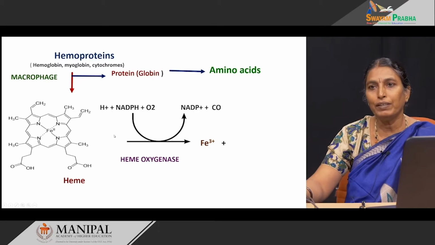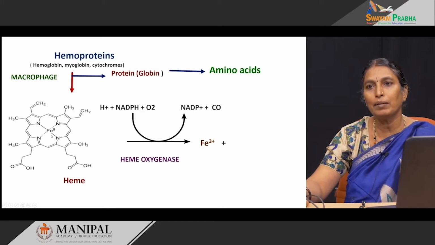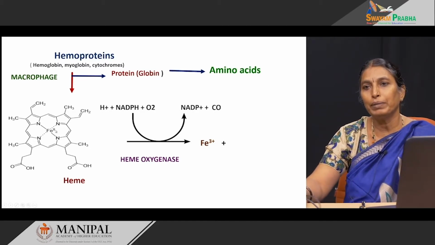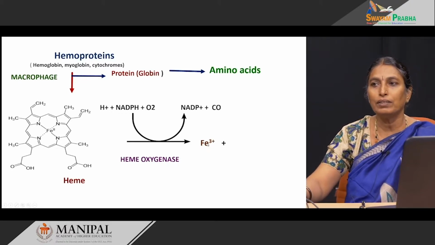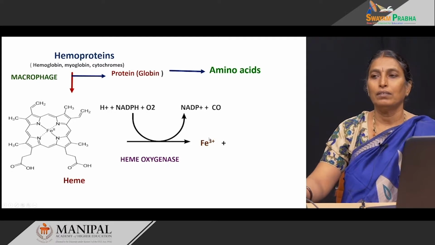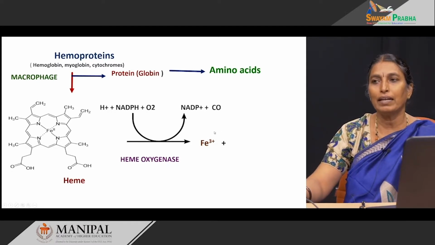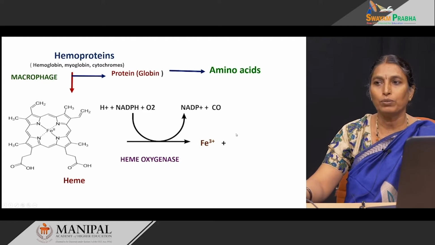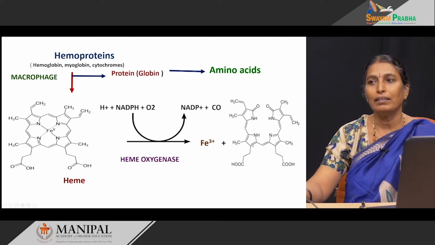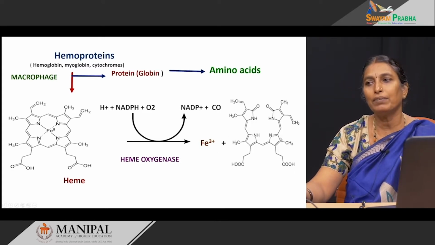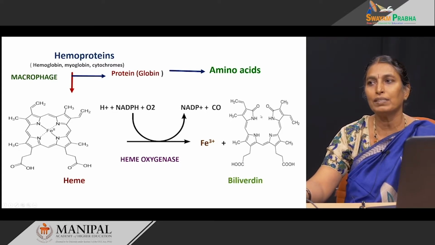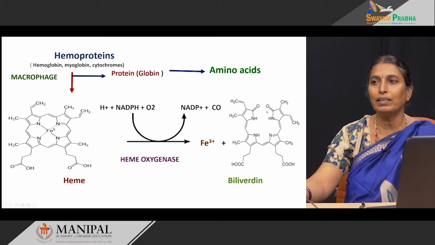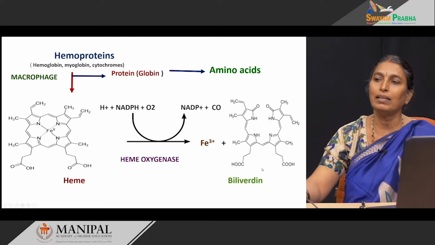And Fe2+ becomes Fe3+ and is released, which is utilized for the next synthesis, taken up by transferrin, and transported to where it has to be stored or reutilized. The product formed is biliverdin. It is a green color pigment. It is opened between the first and second pyrrole rings in the porphyrin, and this is a green color pigment.